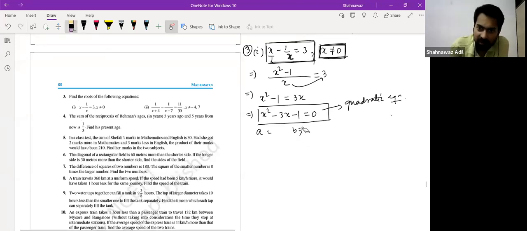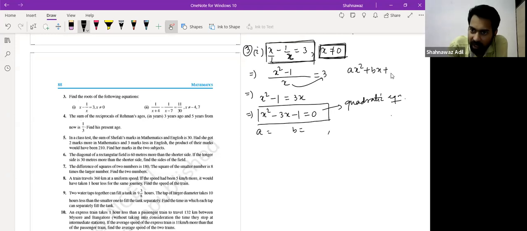What is A? A is x by 1. A is just compared with this equation. Whatever number is adjacent to x square, whatever is sitting beside this x square, that is your A. So if there is nothing, then you can write 1.